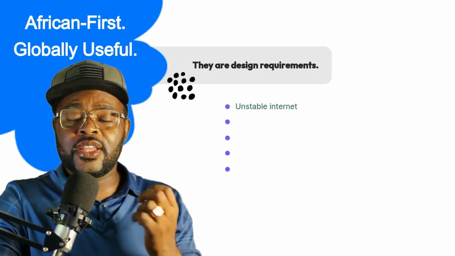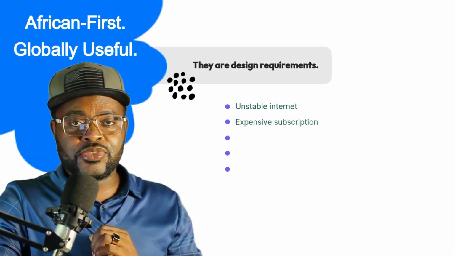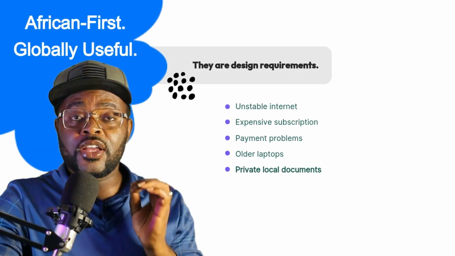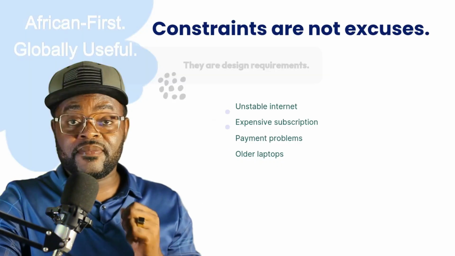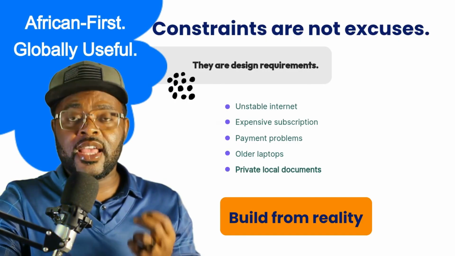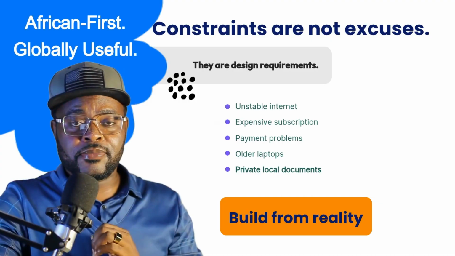Because unstable internet and expensive subscriptions, payment problems, older laptops, and private local documents are not small issues. They are real design constraints. And if we understand them properly, we can build better systems. For me, this is very important, because if we are building for real people, we cannot pretend everyone has perfect internet, perfect payment access, and the newest laptop. We have to build from reality. That is how useful technology is created.